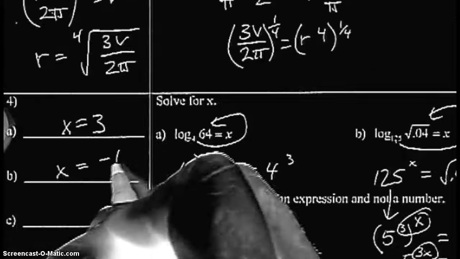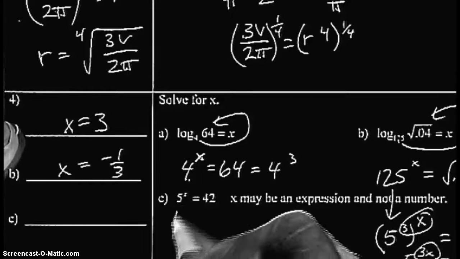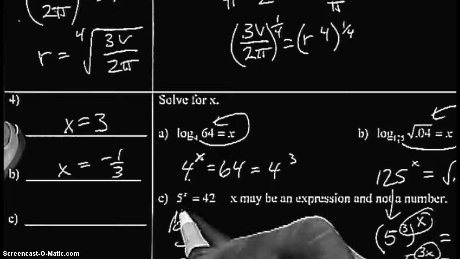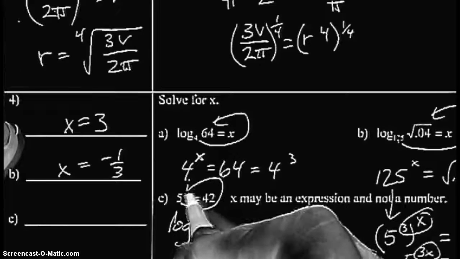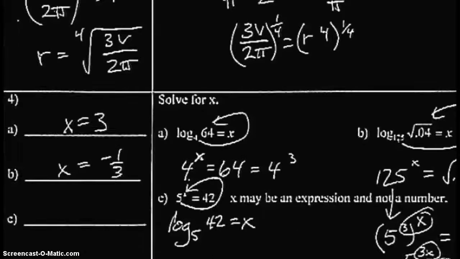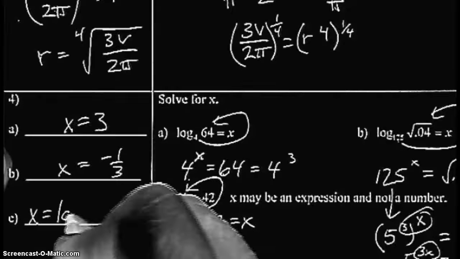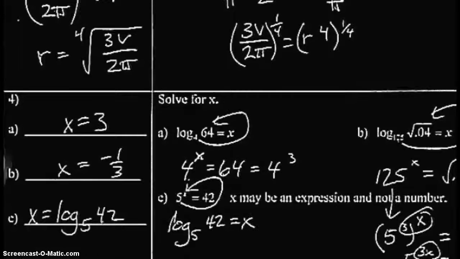X equals negative 1/3. When you have a question like this and you got to solve for x, if you can't do it in its exponential form, you must change it to its log form. So the base is 5, the argument 42, and the exponent that it equals is x. Oh look, it is solved for x. Since I do not have a machine and I'm not allowed to use a machine, I'd have to leave my answer as an expression.